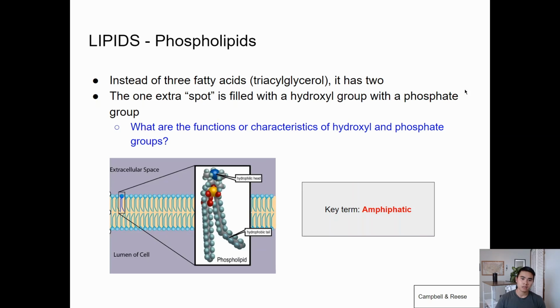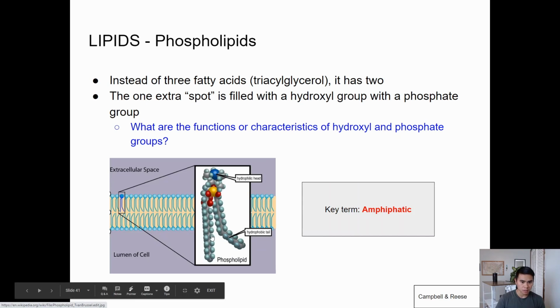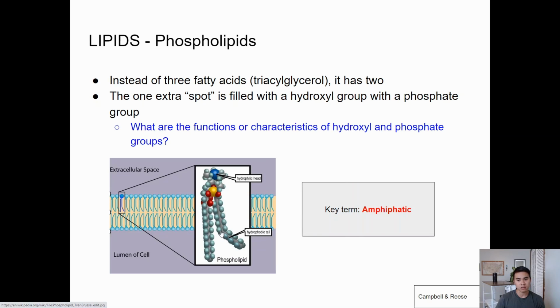So it's interesting, because you have one aspect of the phospholipid that does not want to interact with the water, and you have another part of the phospholipid that does want to interact with water. And you get a hydrophobic tail with a hydrophilic head. So hydrophilic means an affinity to water. They want to interact with water. And a hydrophobic tail doesn't want to interact with water.